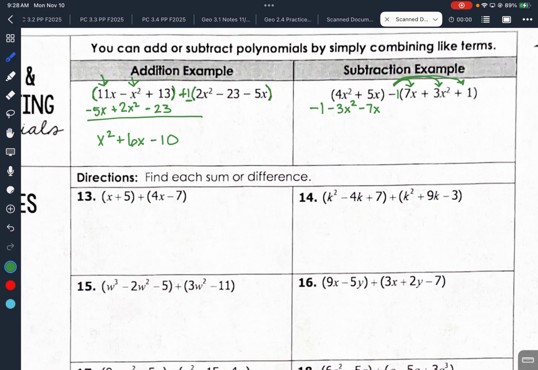And I put that clear out front because does my other polynomial have a constant? No. So I didn't want to line it up with anything. So now I know my x squareds come first. So 4 minus 3 is 1. 5 minus 7 is negative 2x. And minus 1.